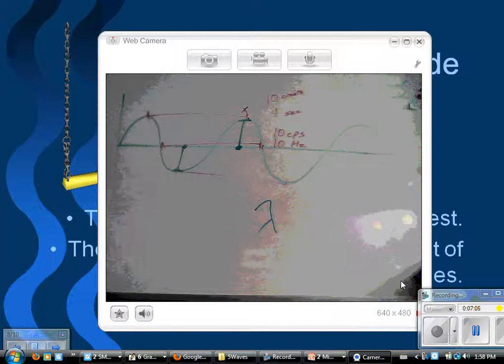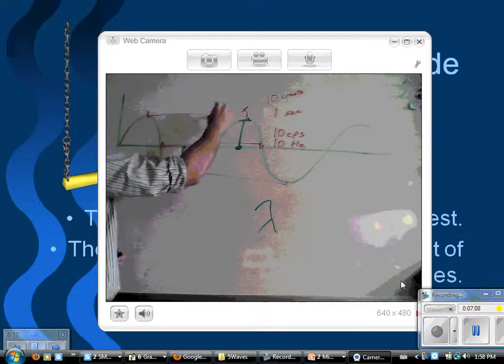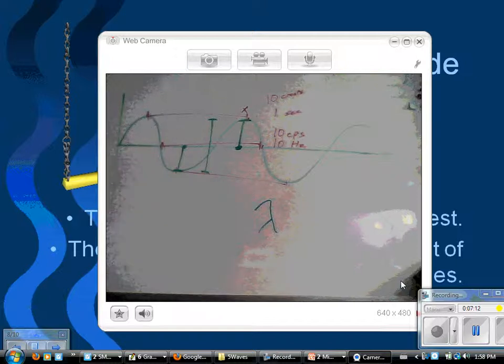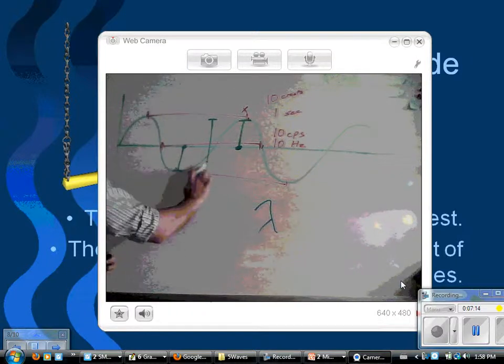Oftentimes I'll see students go from the top of the crest all the way to the trough and say that's the amplitude. That is not correct. So make sure you don't do that.